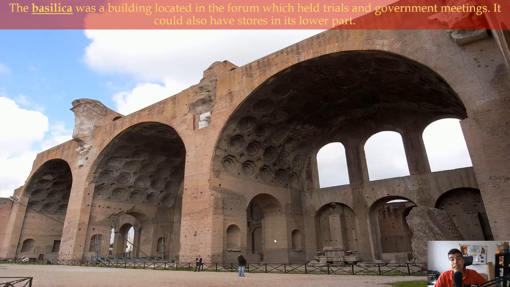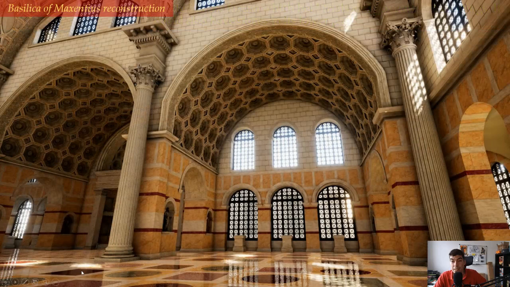The Basilica is a building located in the Forum, which held trials, judgments, and government meetings, and could also have stores in its lower part. This is the building that the Christians later used to build their churches, because it had a lot of interior space to place the prayers. And this is how it would look. Look at all of this interior space, Corinthian.